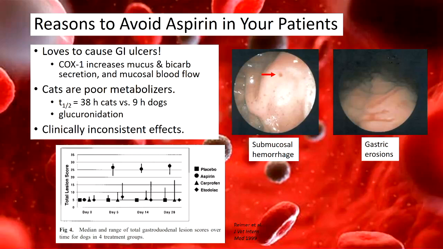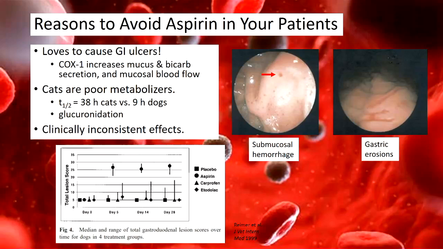Cyclooxygenase 1 has these protective functions of the gut that it mediates. It cranks out mucus, more blood flow to the lining of the stomach, of the intestine, increases bicarb secretion, so it protects against stomach acid and the other enzymes. All right. Problem is, if you block that to get aspirin's effect, you're diminishing those protective effects. So that's why it really tends to like to cause stomach ulcers, is you're taking away that ability to protect the stomach.